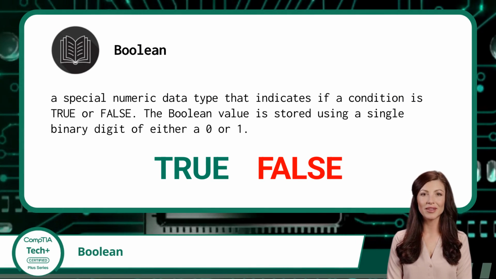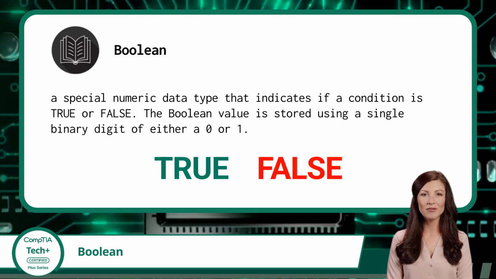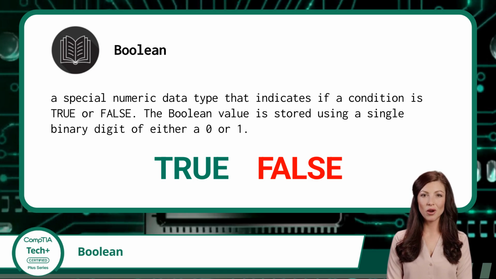Boolean. Boolean is a special numeric data type that indicates if a condition is true or false. The Boolean value is stored using a single binary digit of either a 0 or 1. So keep on the lookout for the words true and false or any scenario where only two options exist. These are great signifiers that you are working with the Boolean data type.